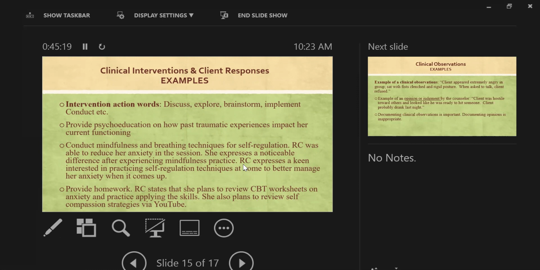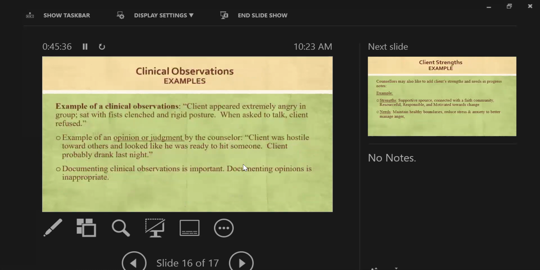So again, it just highlights what we apply in the session and how the clients respond, right? And it doesn't have to be positive. I mean, it can be however the client responds, right? Yeah. Okay, clinical observation, here's an example.